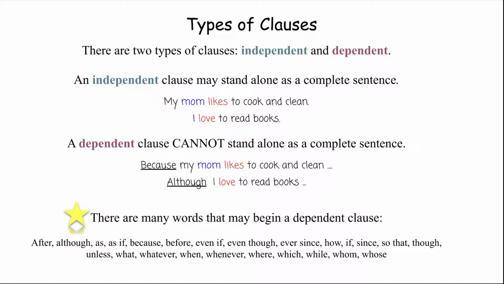A dependent clause, on the other hand, cannot stand alone as a complete sentence. For example, because my mom likes to cook and clean, although I love to read books, we have that kind of like what's next at the end of that sentence. It can't stand alone. And there are just a bunch of words that may begin a dependent clause. These are called subordinating conjunctions, but you don't have to know that. Just remember, if you see any of these words, it's most likely going to be a dependent clause.